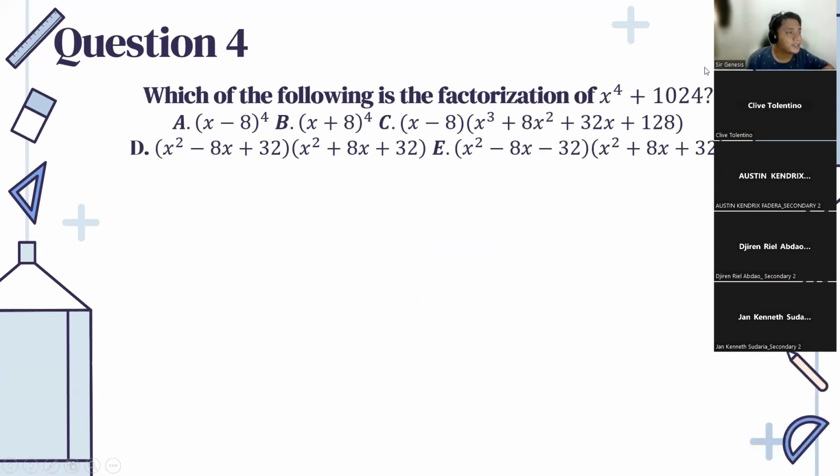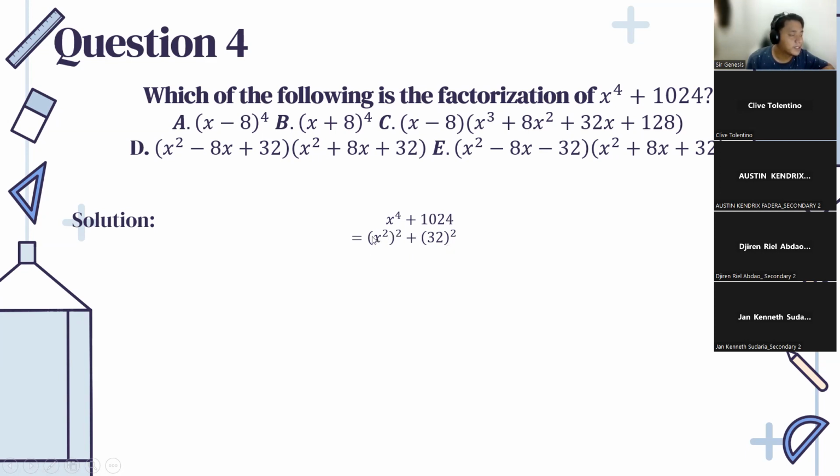Which of the following is the factorization of x raised to 4 plus 1024? Okay. So for this one, what we just need to do is try to look for ways like using special products in order to factor this one. Okay, so here we have x raised to 4 is equal to x squared quantity squared plus 32 squared.